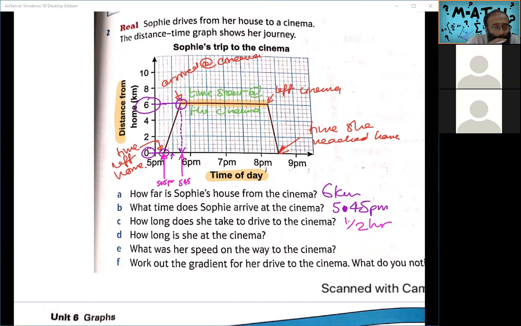So how long is she at the cinema? She's at the cinema from 5:45 to what time? 8:15. Correct. So 5:45 to 6:45 is 1 hour, to 7:45 is 2 hours, and to 8:15 is going to be 2.5 hours. Are we happy with that? Yeah. Okay, next. What was her speed on the way to the cinema?